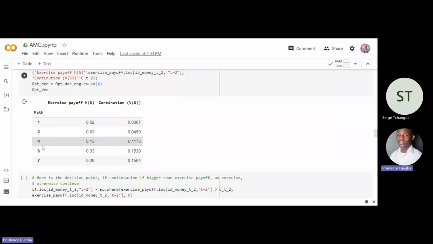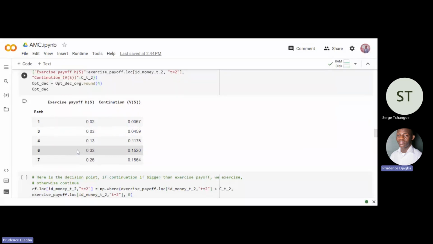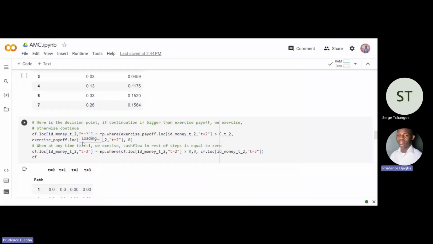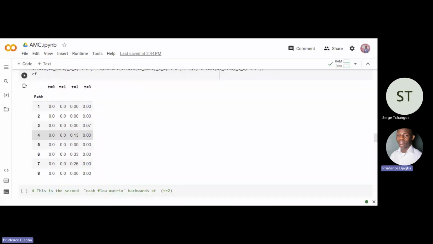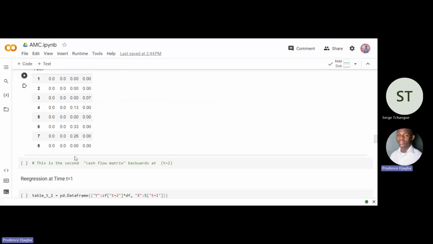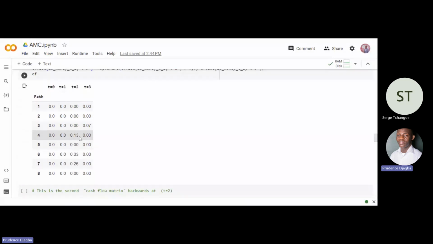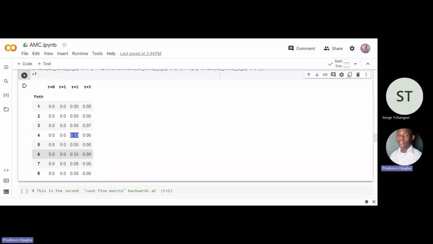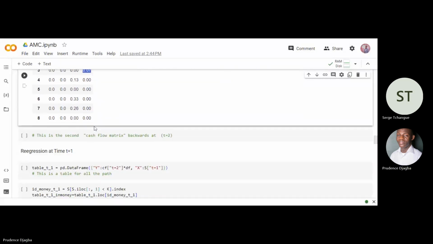And from there, since I have 3 paths now, I can generate the second cash flow matrices, which is exactly this one. It is paths 4, 6, and 7, which I wrote here. Path 4 is 0.13, 6 is 0.33, and 7 is, but here for t equal to 3 is 0.7 from the previous cash flow. So that is the second cash flow matrices that I got.